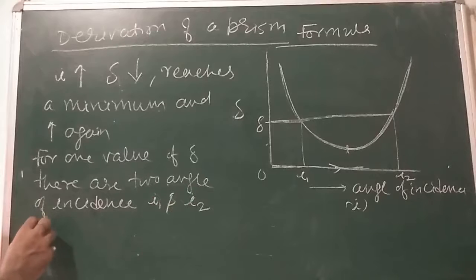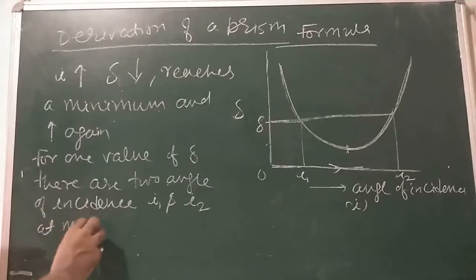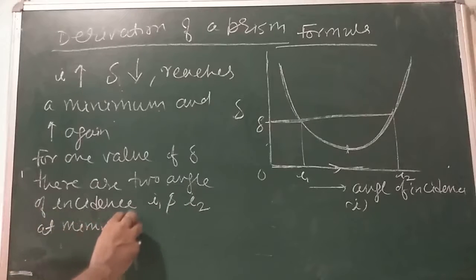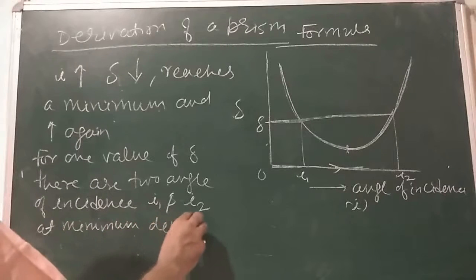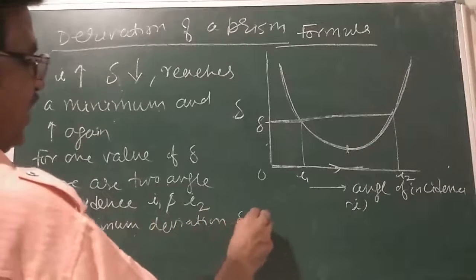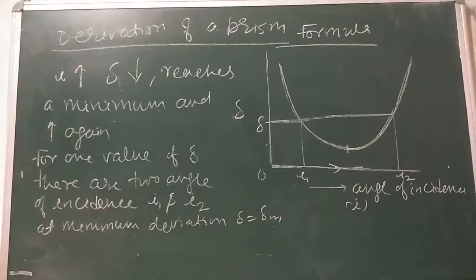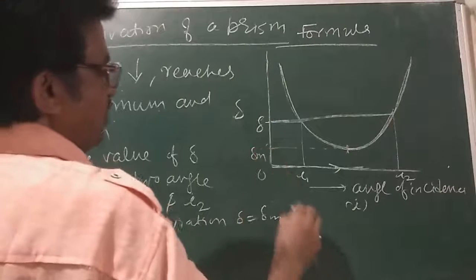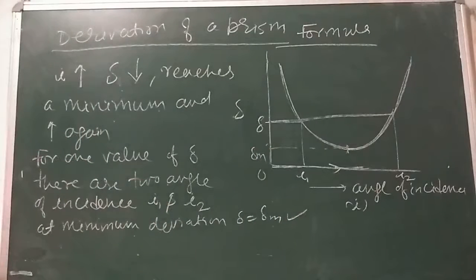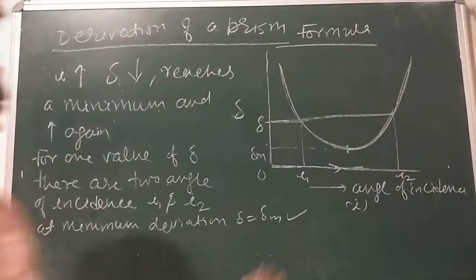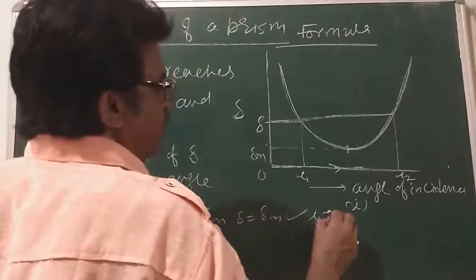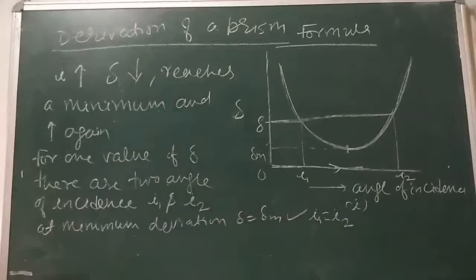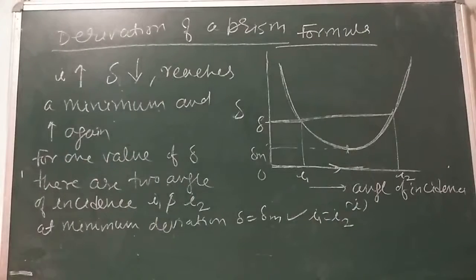However, at minimum deviation, where delta is equal to delta m, this is the value here, delta is equal to delta m. What we observe is I1 is equal to I2. That is equal to I.